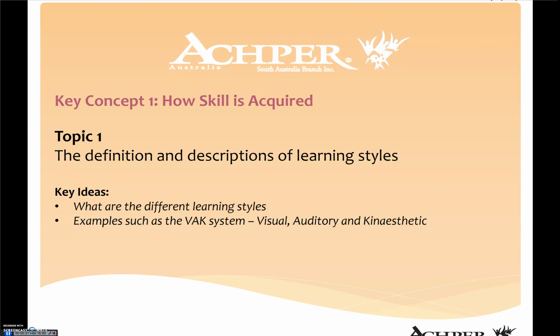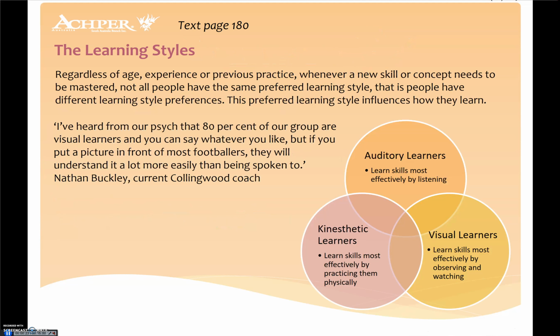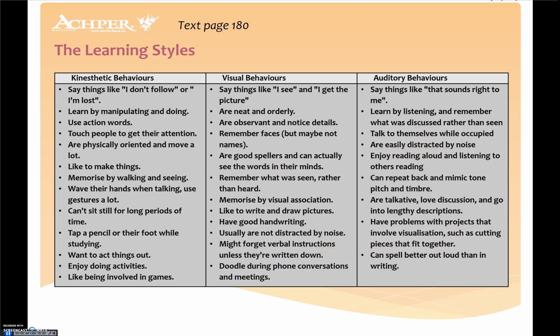What are these learning styles, and where do we find them? There are 3 key learning styles. We have our auditory learners, we have our kinesthetic learners, and we have our visual learners. You probably should have touched on those in your PLP. But, in brief, auditory learners learn mostly by listening, kinesthetic by doing, and visual by seeing.